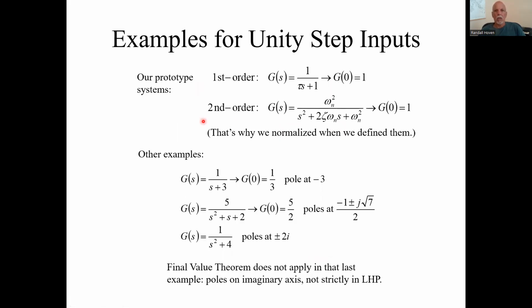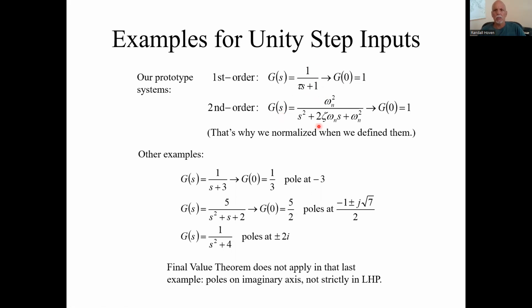Let's look at our prototype systems with a unit step. Here was the prototype first order system. What is its steady state response to a unit step? We just plug in 0 for s. It's 1. That's why we scaled this guy to be that way. We wanted to normalize it. We wanted the steady state output to be 1.